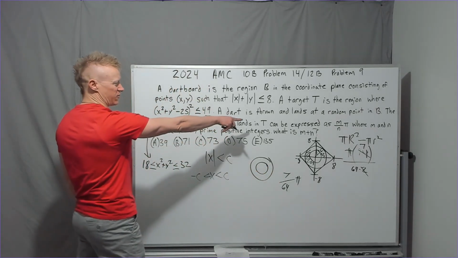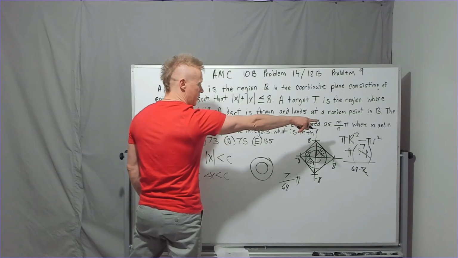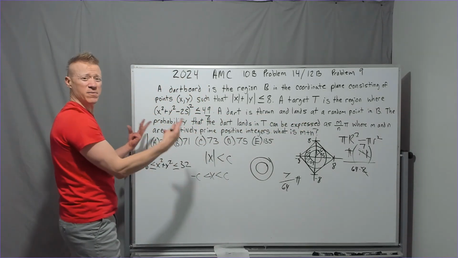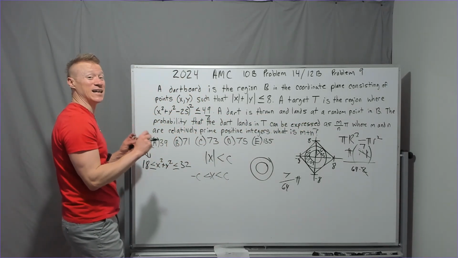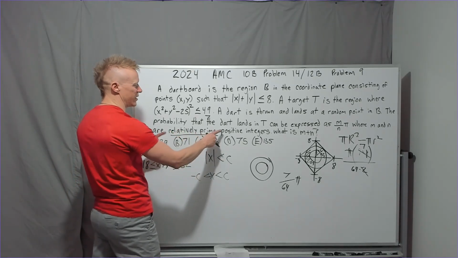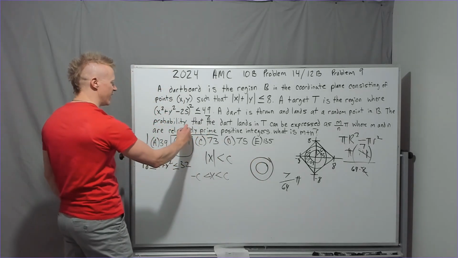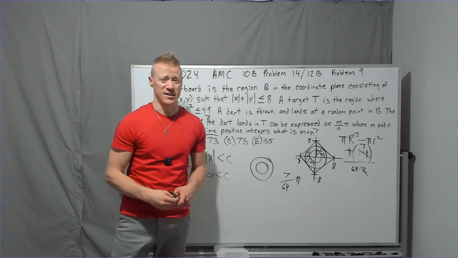7 plus 64, is that what it wants? M over n pi, that's what we have, where m and n are relatively prime. That means they have no common factors. It does not mean they're prime. Very common language. If you're new to the test, learn it. Positive integers. What is 7 plus 64? Answer 71. Let's get to the next one.